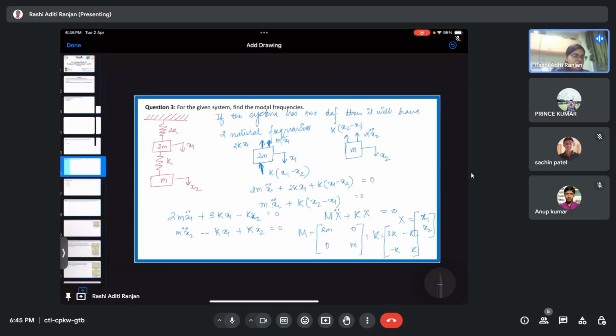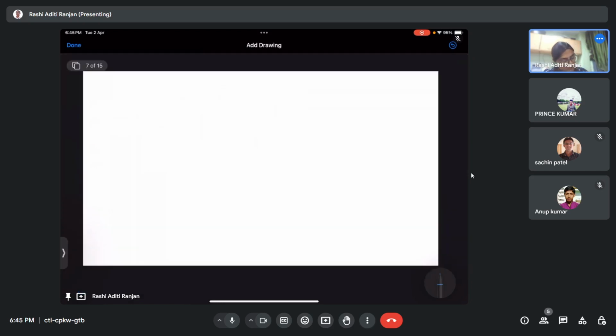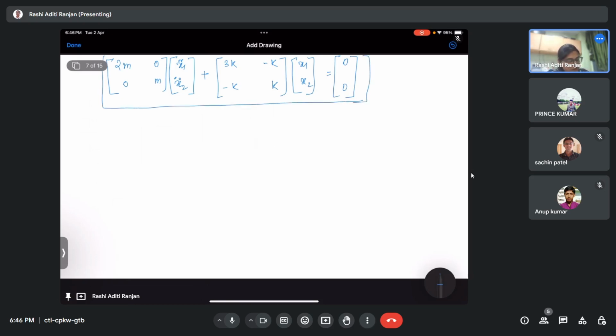Correct? So now I can write my equation as the matrix 2m, 0, 0, m times x1 double dot, x2 double dot, plus the matrix 3k, minus k, minus k, k times x1, x2, equals 0, 0, because it is in a matrix form, right? So this is my equation which I can write in the matrix form.